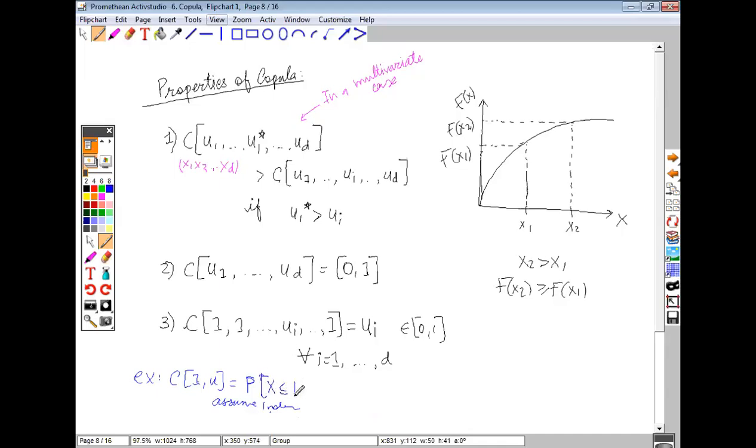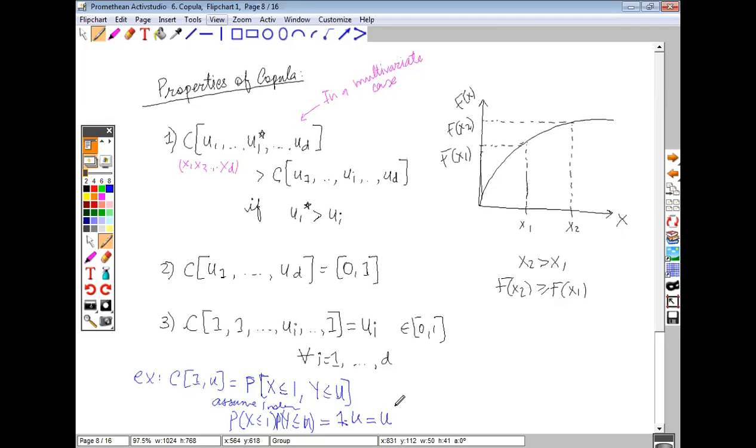So I have x less than or equal to 1, comma y less than or equal to u. And because these are independent, I can write it as the probability that x is less than or equal to 1 times the probability that y is less than or equal to u. I'm multiplying them together. The probability that x is less than or equal to 1 is just going to be 1, and the probability that you observe a y less than or equal to u is going to be u itself. And that is how you get your answer as u.